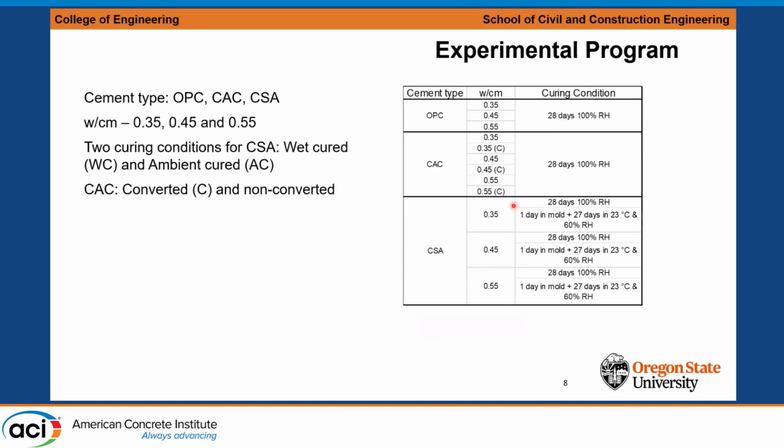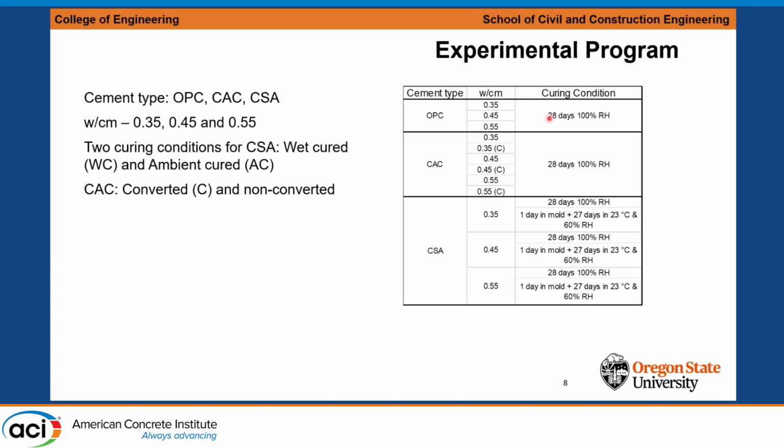And here's the experimental program that we looked into. So we had 3 different types of cements: OPC, CAC, and CSA, and also 3 different water cement ratios: 0.35, 0.45, and 0.55. And when it comes to CSA, 2 curing conditions were investigated. The first curing condition was wet curing, which was done in a typical mist room at 100% relative humidity. And the second method of curing was ambient cure. This was done in standard laboratory conditions and not in a mist room, at a temperature of around 23 degrees Celsius with a rough relative humidity of around 50%. And when coming to CAC, again, we investigated 2 cases, which is the converted scenario and also the non-converted scenario.